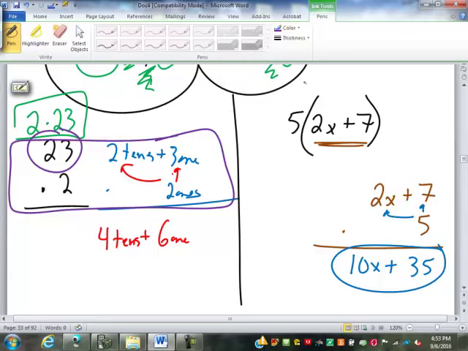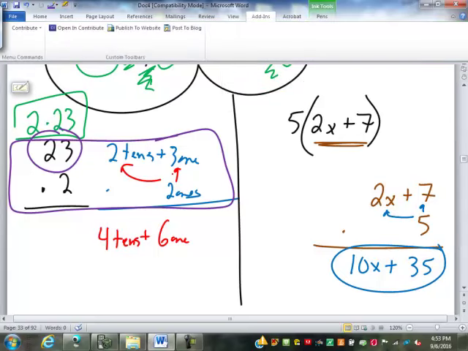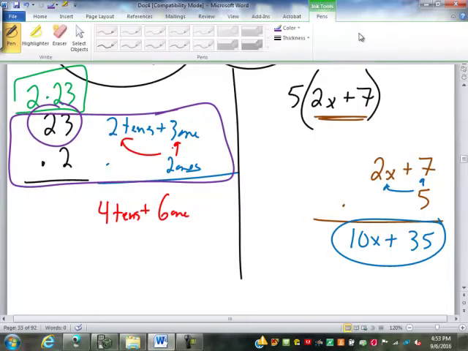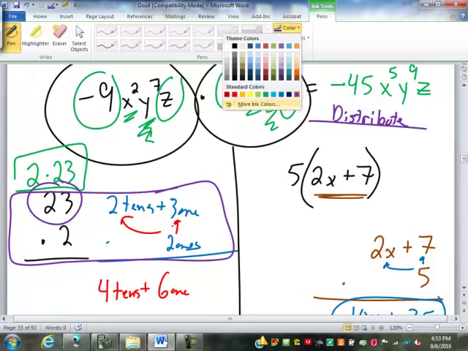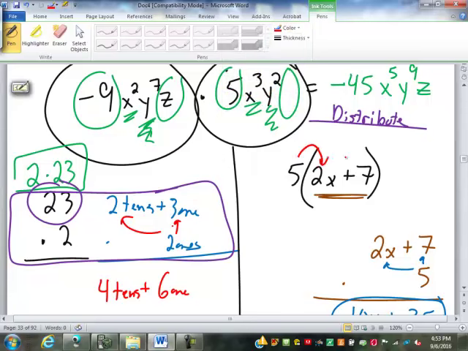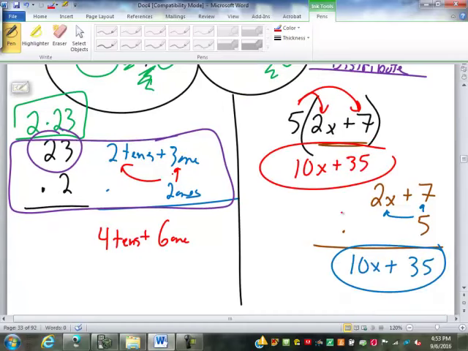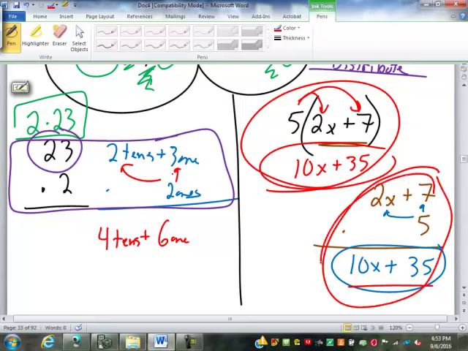Now, many of you are probably taught a shortcut called distributing. Distributing looks like this. 5 times 2x is 10x. 5 times positive 7 is positive 35. We put the plus in there, connect them. We get the same answer. This is quicker and shorter because it is a shortcut and abbreviation of this. This one makes more sense to me. We're actually doing the multiplication.